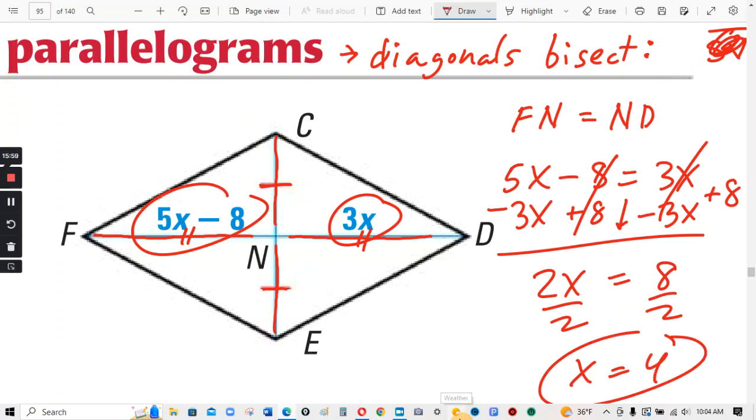They only ask for x. If you want to double check, plug in 4. 5 times 4 is 20, minus 8 is 12. Plug in 4 here. 3 times 4 is also 12. So it matches. That's if you want to check. They only asked us to solve for x.